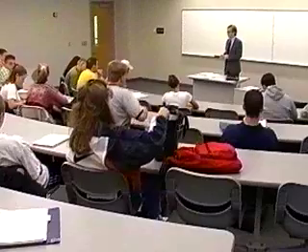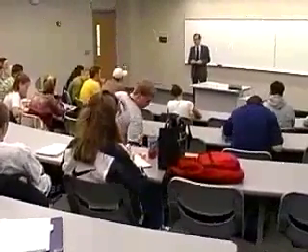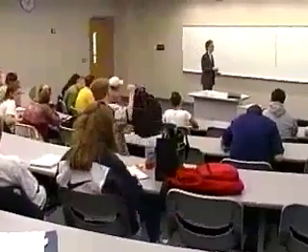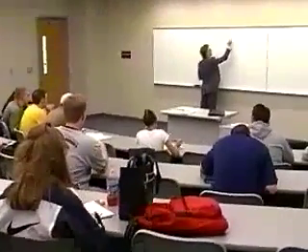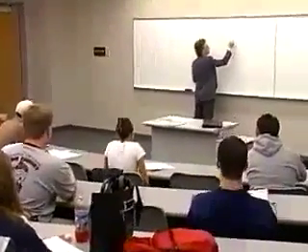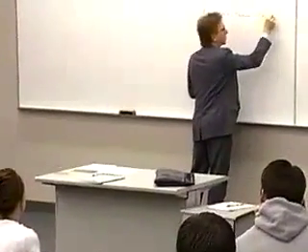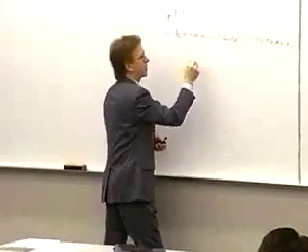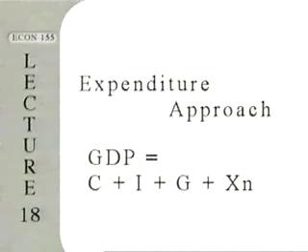We want to continue talking about the two approaches to measuring gross domestic product. We've already talked about the expenditure approach. In that case, in order to calculate GDP, we had consumption plus investment plus government spending plus net exports. There you go. It's all in one simple formula.